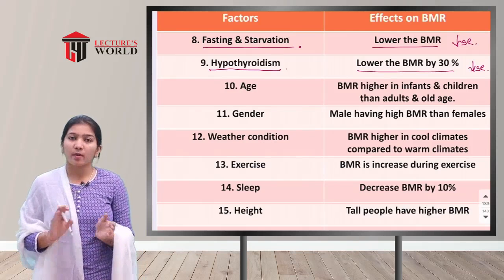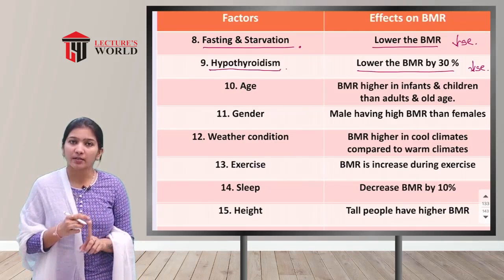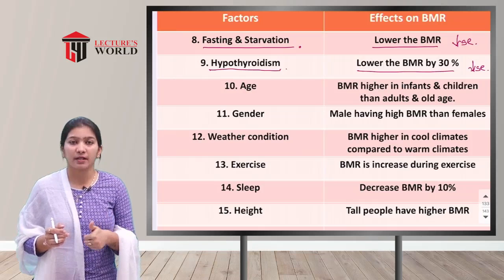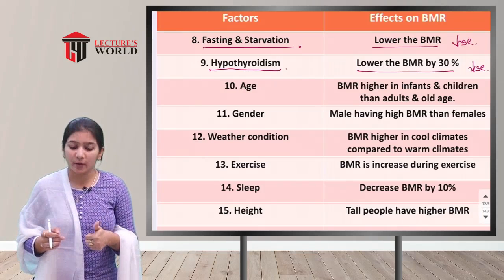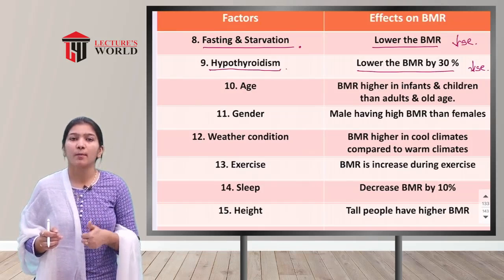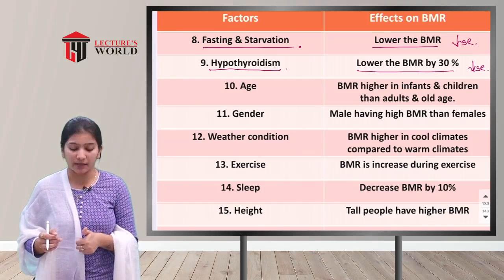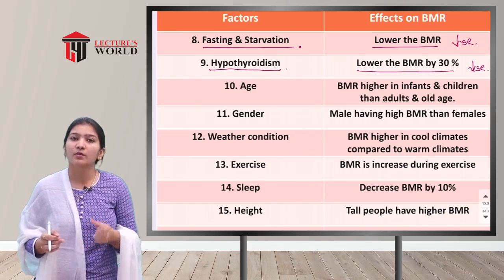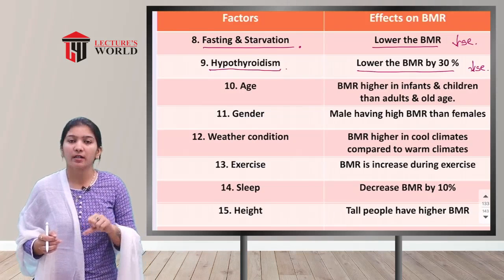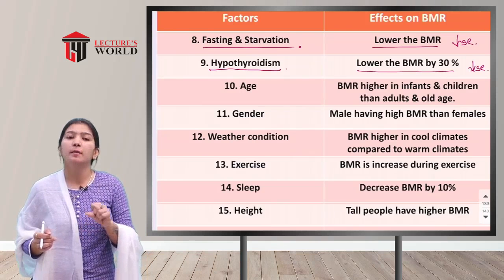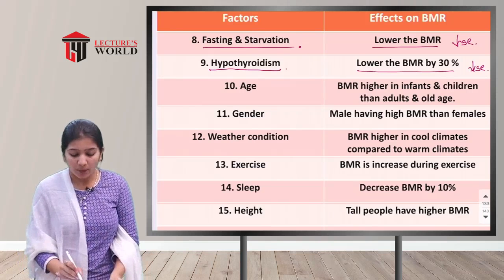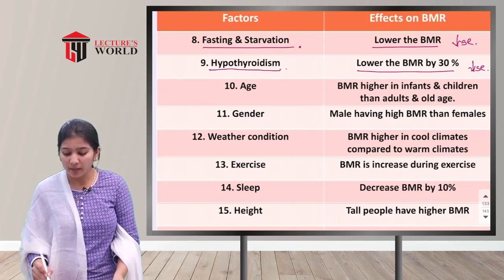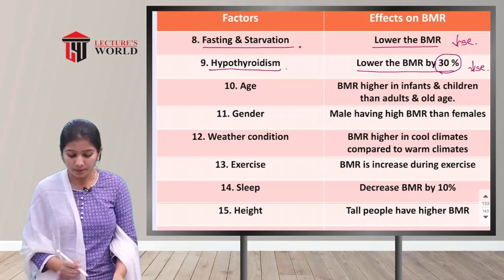So you can make the comparison. Hyper means increase, so in hyperthyroidism the BMR, basal metabolic rate, is higher or increased. In hypothyroidism the BMR is decreased, it will become lower or diminished. Hypothyroidism lowers the BMR up to 30%.